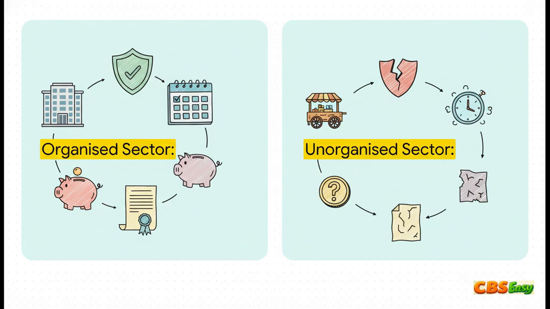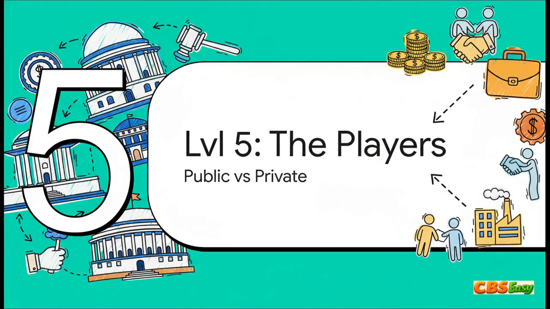The unorganized sector is the total opposite. It's mostly outside of government control. There are no rules, the pay is low, work is irregular, and there's absolutely no job security. You are on an absolute roll. We're on to our final classification level before the boss fight, meeting the players.